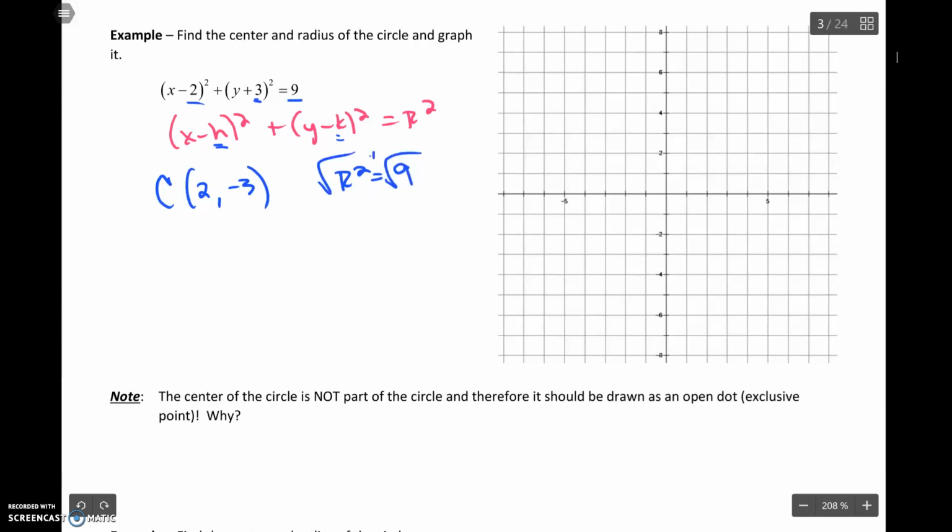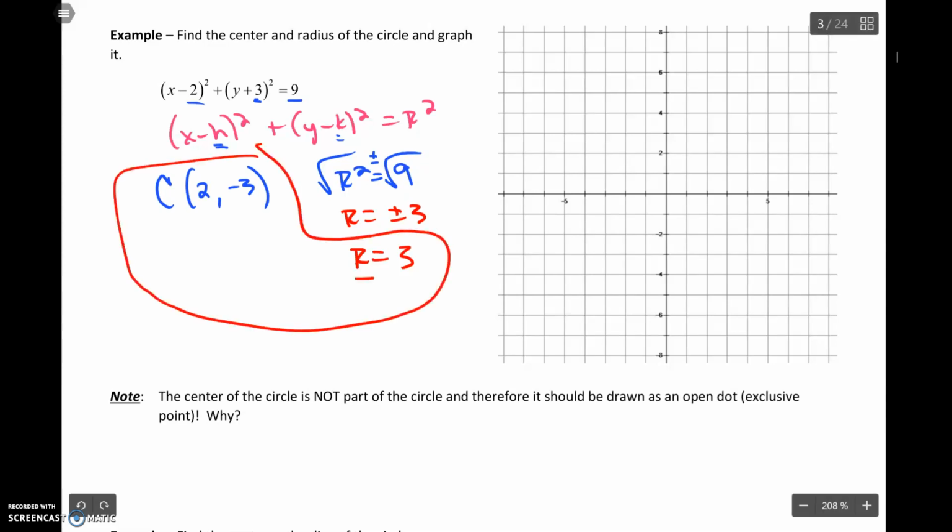Square root both sides. Don't forget the plus or minus. Every time you take the square root of both sides of an equation, plus or minus. r equals plus or minus 3. This is a radius, however, so I guess we don't want that negative. So there's the center. There's the radius in terms of length.